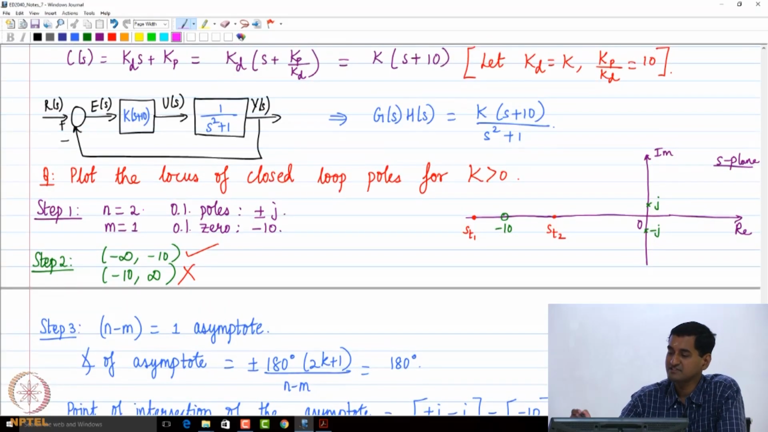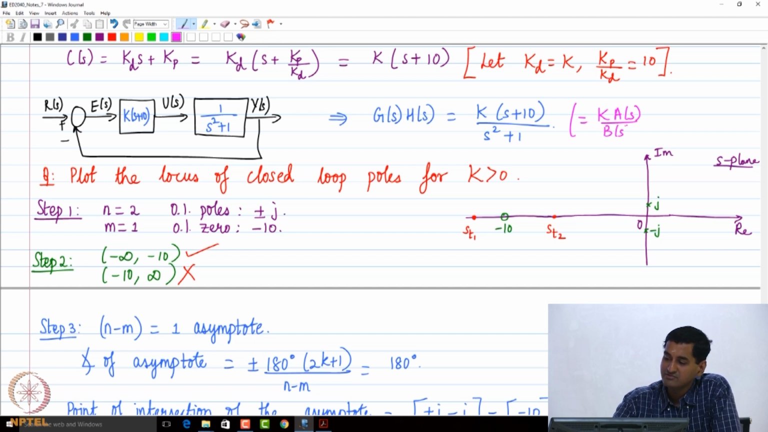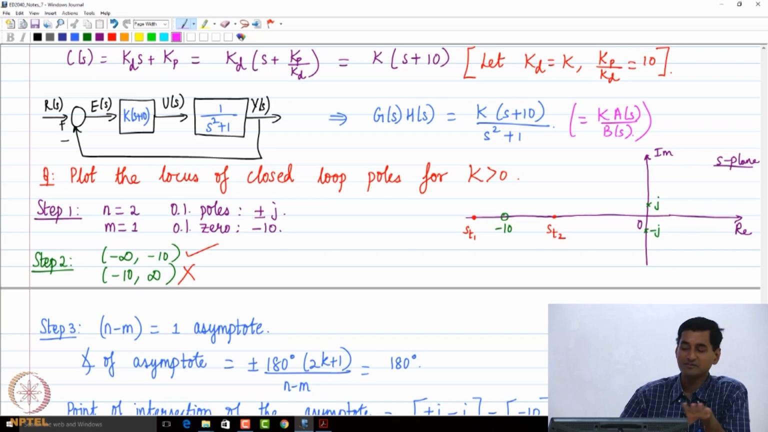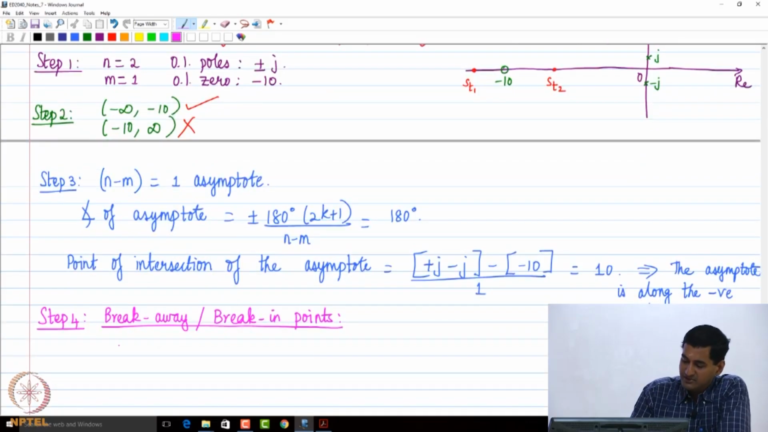The open loop transfer function is of the form k times A of s divided by B of s. So, what is A of s here? s plus 10. B of s is s squared plus 1. As I told you, you just need to follow the steps. If you follow the steps methodically, we would be able to get the root locus. So, A of s is going to be s plus 10, B of s is going to be s squared plus 1.